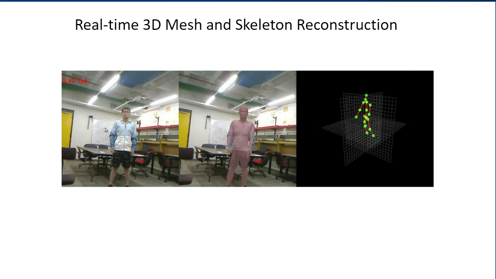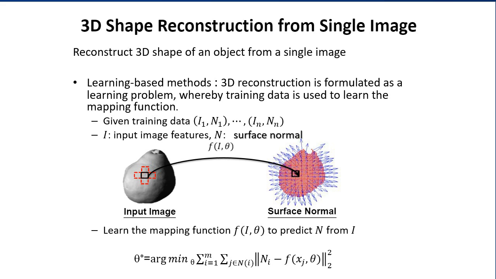Now I think I'm a little bit behind in time, so I'm going to quickly show the second task. This is basically 3D shape reconstruction from a single image. Given the image, we want to reconstruct the 3D shape in terms of the surface normals. The learning-based approach says, you give me pairs of images and the corresponding annotation of the 3D surface normal. Then you can train a model by learning the mapping function theta that can predict the 3D surface normal from the input image.